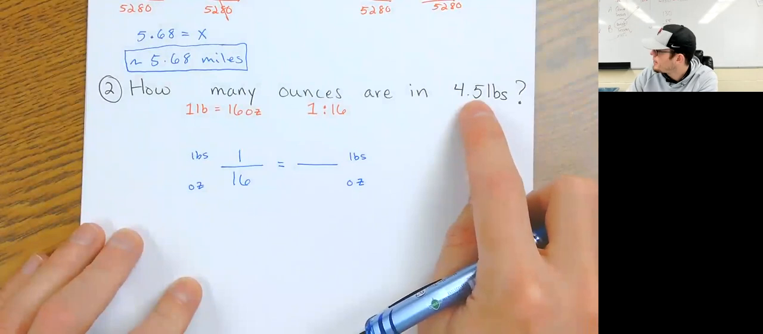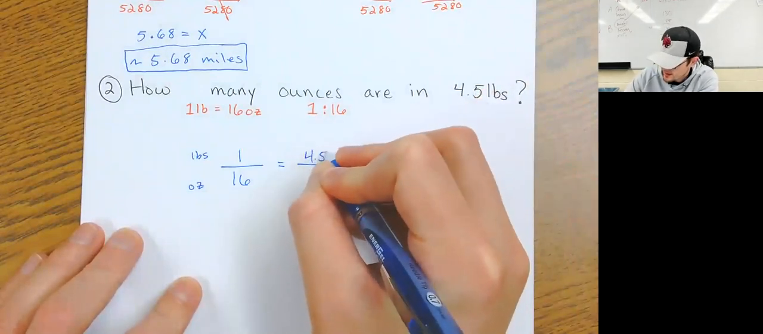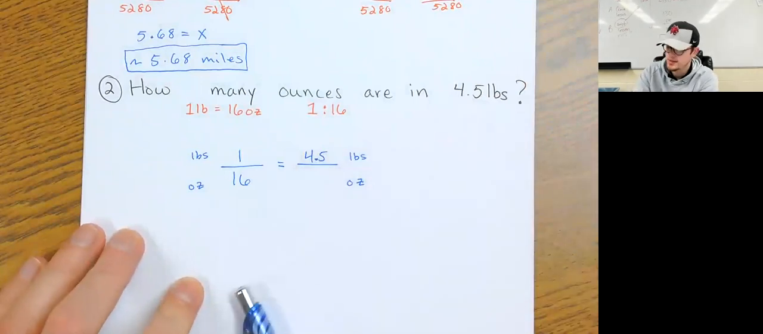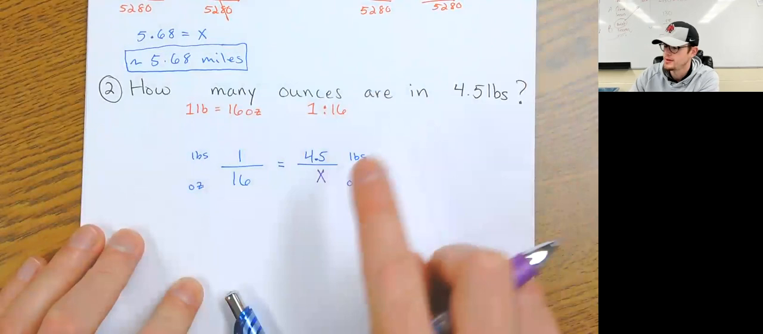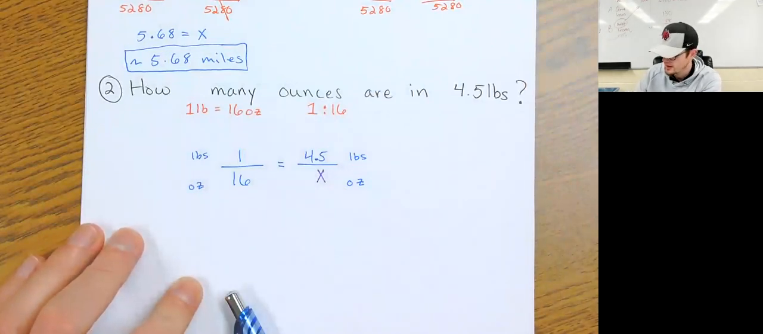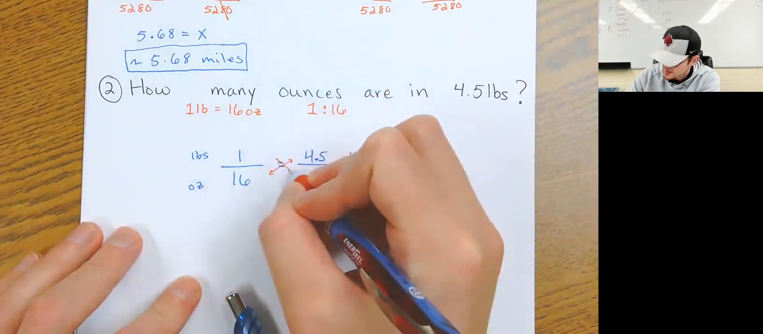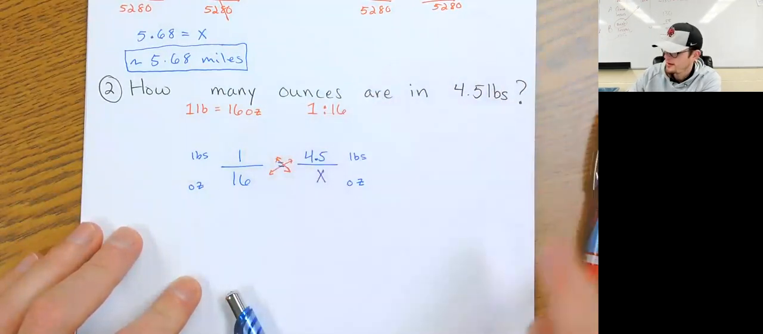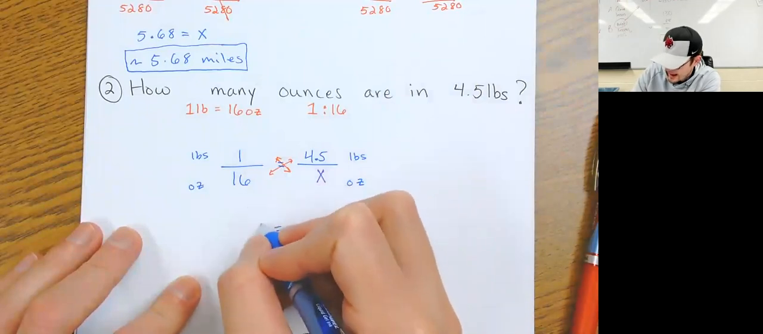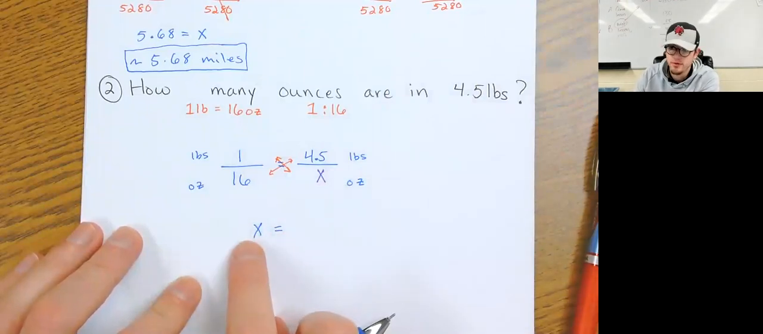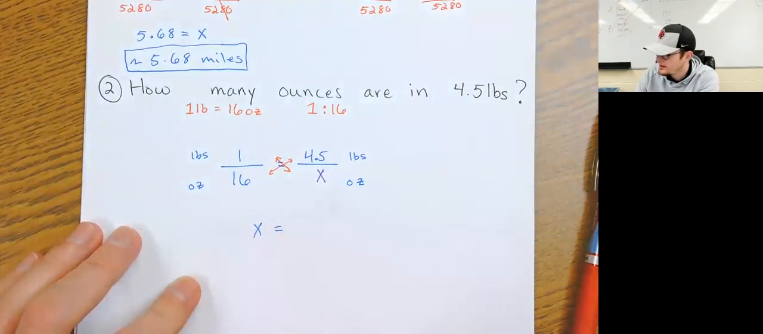So what do I have? I have 4.5 pounds, so that's going to go on top, 4.5. And on the bottom is going to go my X because I don't know what it is. I'm trying to solve for how many ounces. All right, so we cross multiply. 1 times x is easy, all right? That's x. You can put the 1 in front of it if you want to. I don't. So I just got 1x.